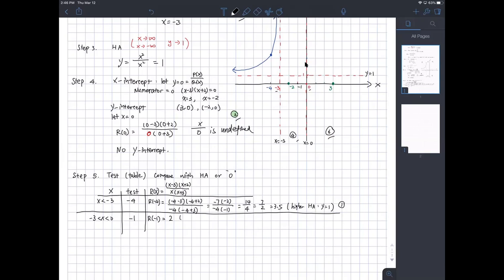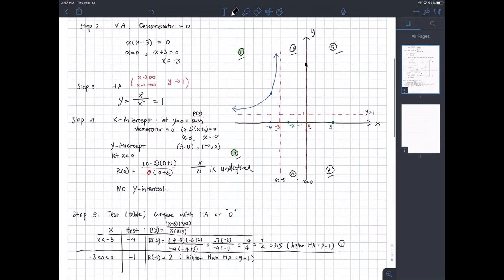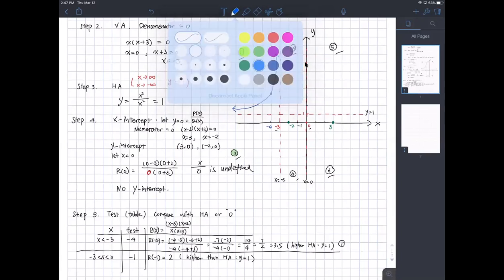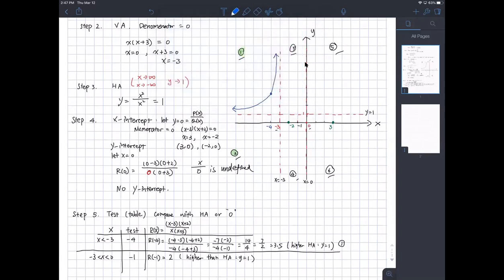Now 2 is higher than the horizontal asymptote. If it's higher than the horizontal asymptote y equal to 1 right there, that means if I'm drawing my -1, so just change the color. If you have a -1, then your y is equal to 2. So that will be your point.